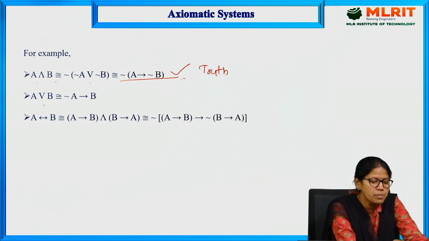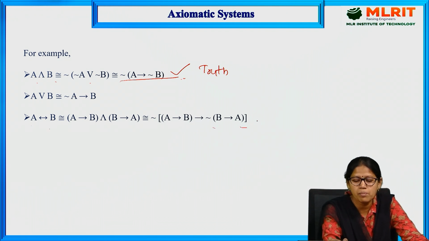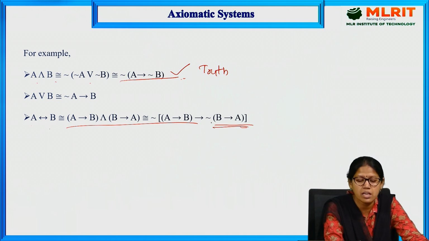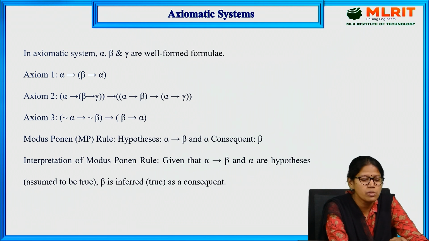In a similar way, A or B means negation of A implies B. A equivalence B is a negation of B implies A. Applying all this, we can get at last this one. Okay. Let's see what the 3 axioms and 1 modus ponens rule are.